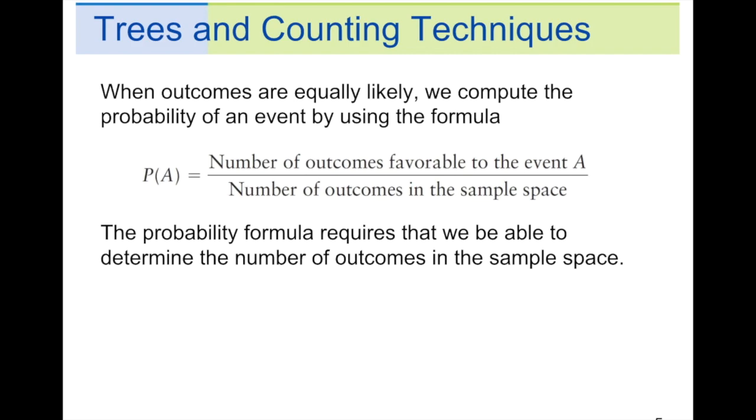When outcomes are equally likely, we compute the probability of an event using the formula P of A equals the number of outcomes favorable to event A over number of outcomes in the sample space. You also know this as relative frequency. The probability formula requires that we be able to determine the number of outcomes in the sample space.